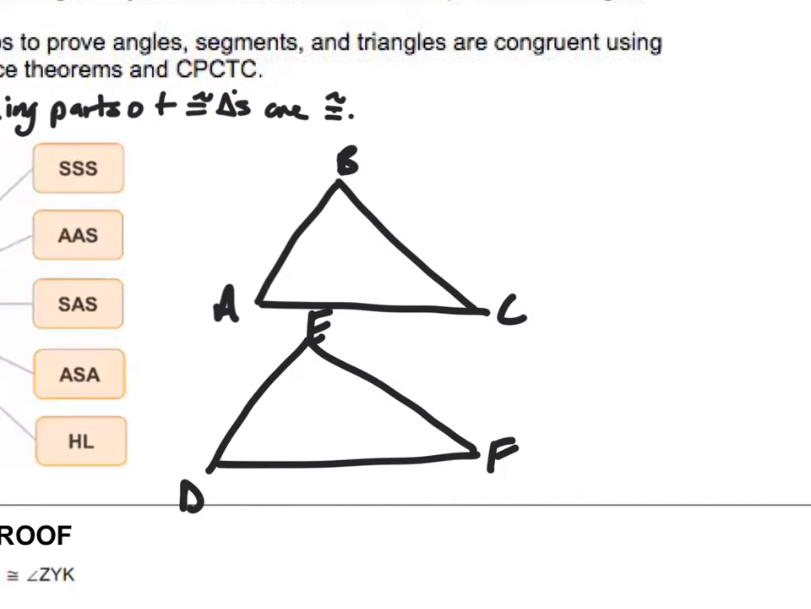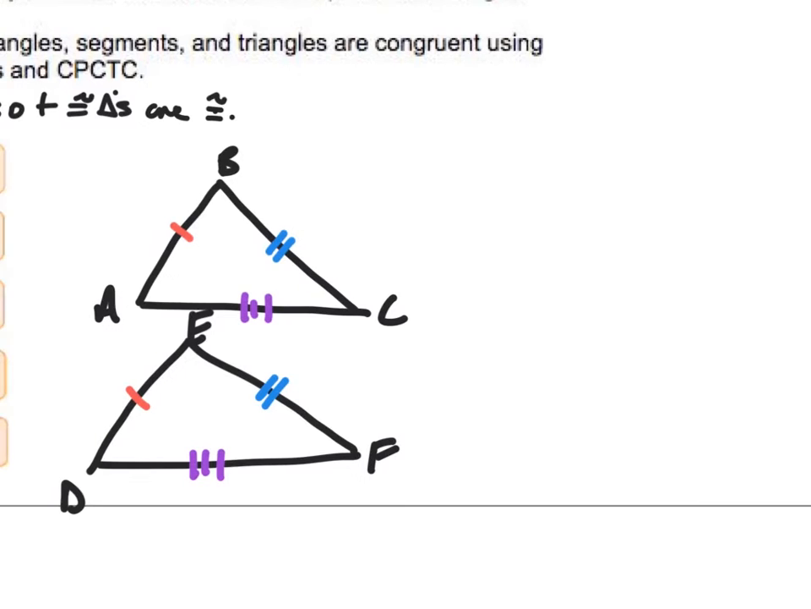Let's say that I know that segment AB is congruent to segment DE. Let's say that segment BC is congruent to segment EF. And then let's say that segment AC is congruent to segment DF. So what I know is that these triangles are congruent by side-side-side. So what I have here is that triangle ABC is congruent to triangle DEF, by side-side-side.